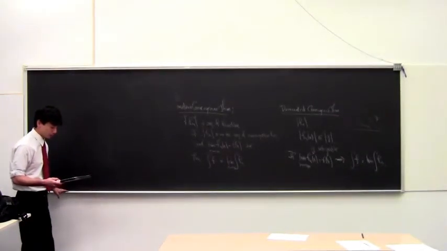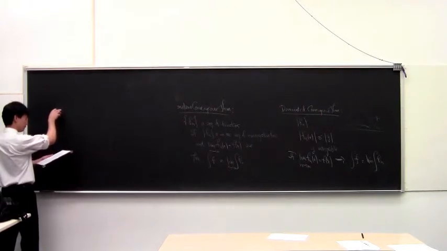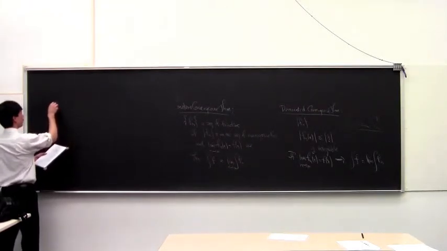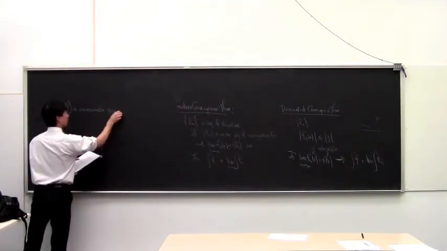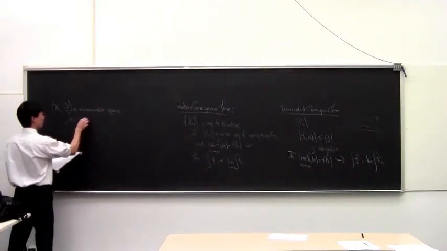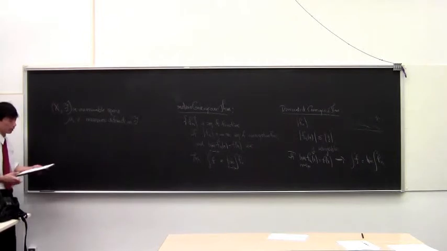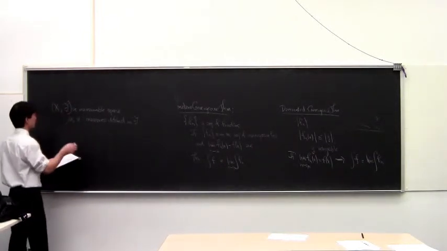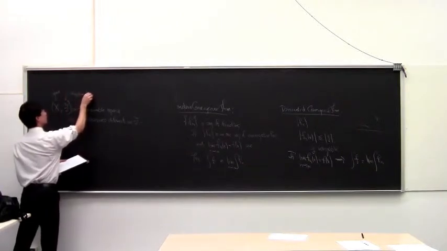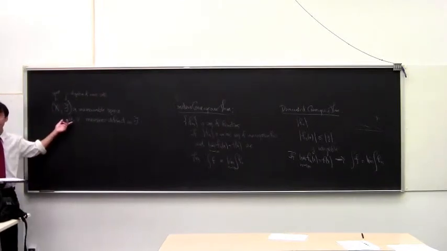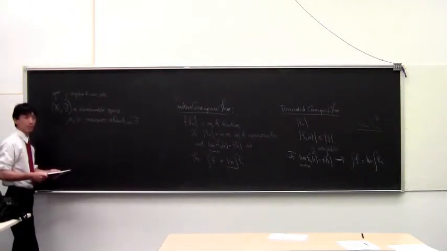Okay. A couple of other things will become needed shortly: the notion of an absolutely continuous measure. So you have X, a measurable space, and you have two measures, mu and nu, defined on the sigma algebra of measurable sets. There's the notion of one measure being absolutely continuous with respect to the other.